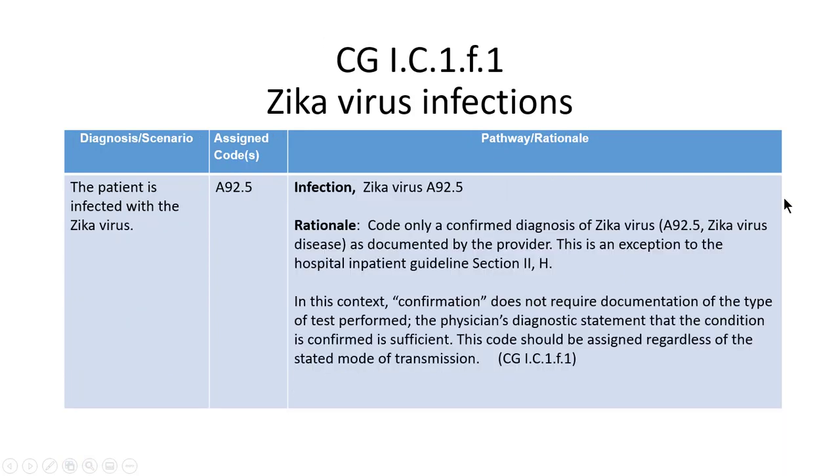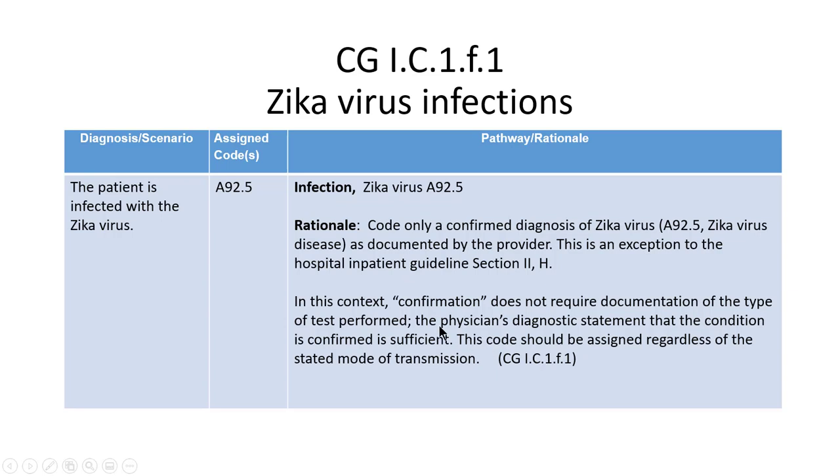The Zika virus is another one of those viruses that must be confirmed. We don't code possible Zika infections. Patient is infected with the Zika virus. Very direct. A92.5 is the infection code. You're only going to code a confirmed diagnosis.